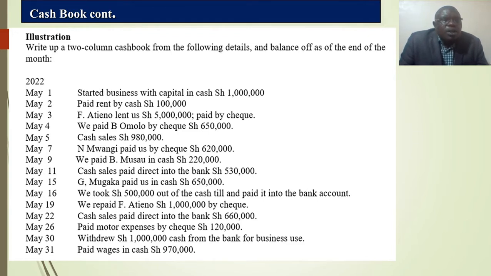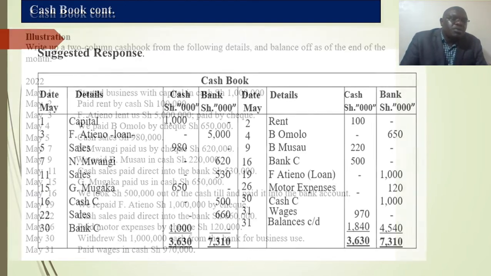When we are told to write a 2-column cash book, basically what we have been asked to do is to prepare the cash book with the two sides, the debit side and the credit side, and separate these transactions. Those transactions which are bringing money into the business, we record on the debit side, and those transactions which are taking money away from the business, we record on the credit side. So this is how the cash book will look like.